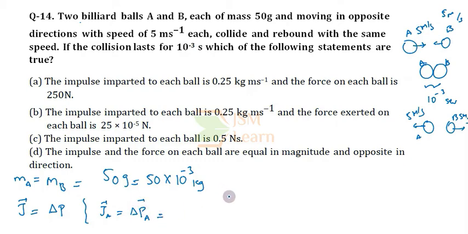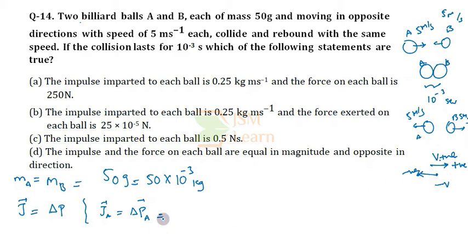In order to find the change in momentum of ball A, let the quantities in the rightward direction, that is towards the positive x-axis, be considered as positive, and the quantities in the negative direction, that is in the left direction, be considered as negative. So velocity directed in the rightward direction, let it be considered as positive. The velocity directed in the left direction, let us take it as negative.